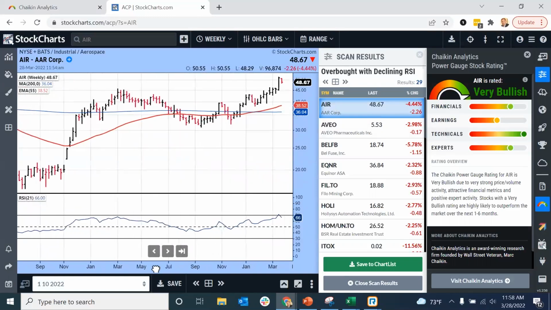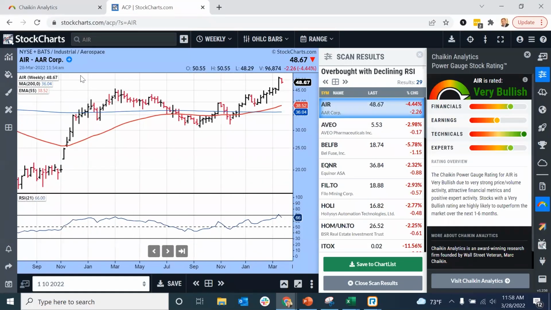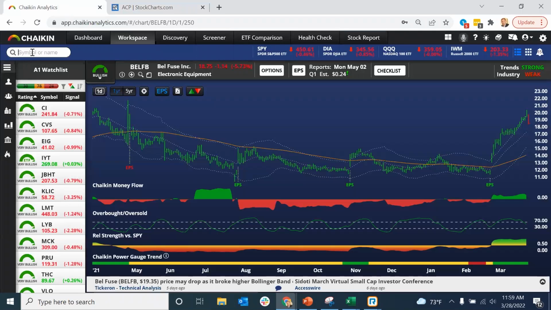So let's take a look at this particular name. In the aerospace industrial sector, AIR Corp, symbol AIR. And there it is. Obviously, you're seeing a move that had broken out. The RSI is declining, and it was overbought a little bit. Let's look at how it looks on our system. I'll pull up AIR here.